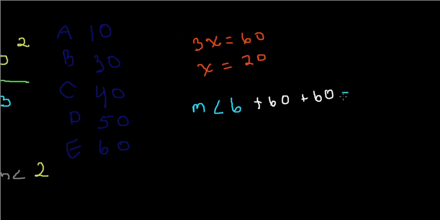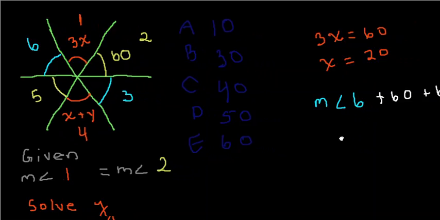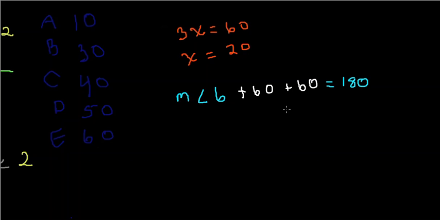Every single line that is green, every single line that is straight or has ever been straight is always 180 degrees this way, 180 degrees the other way. It doesn't matter. So we can use a bit of algebra and we can solve. So 60 plus 60 is 120. So measure angle 6 plus 120 is equal to 180.